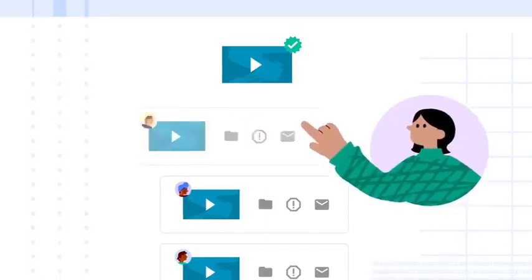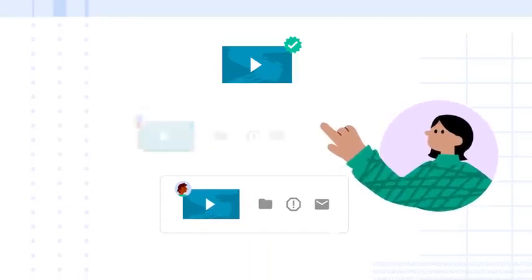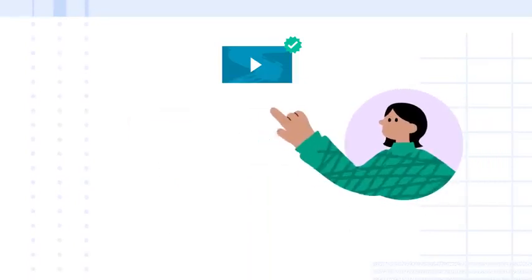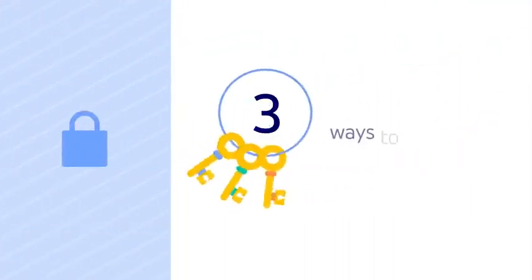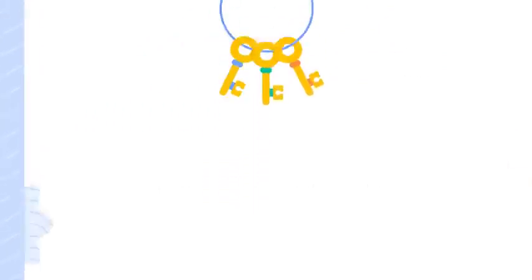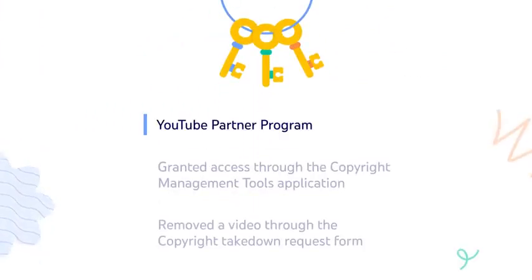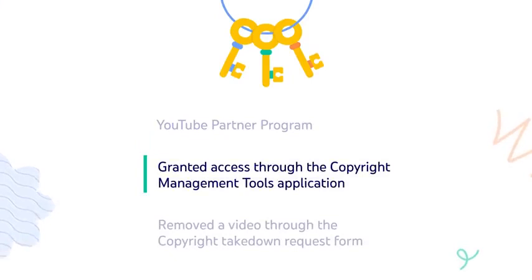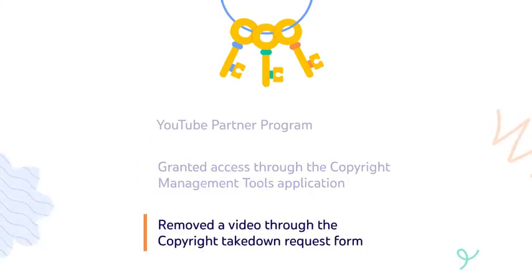It uses the same matching technology as Content ID, but it's easier to manage and requires fewer resources. There are 3 ways to gain access to the tool. First, if you're in the YouTube Partner Program. Second, if you've been granted access through the Copyright Management Tools application. And third, if you've removed a video through the Copyright Takedown Request form.